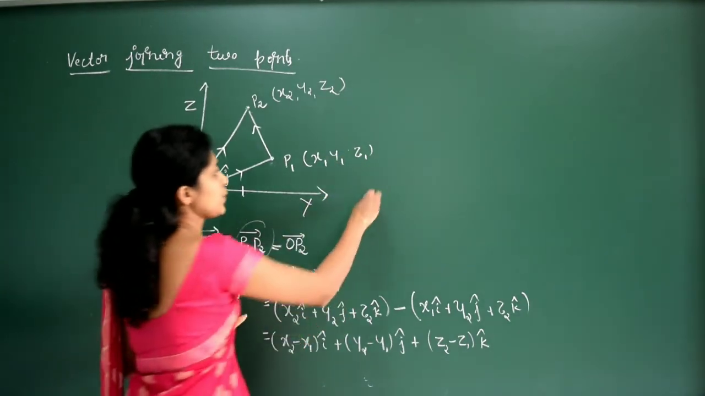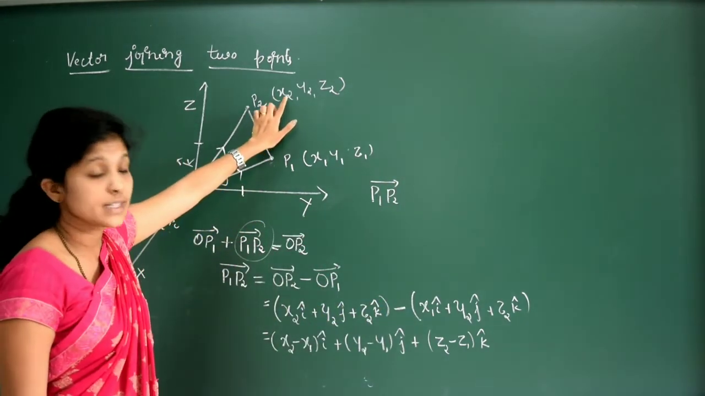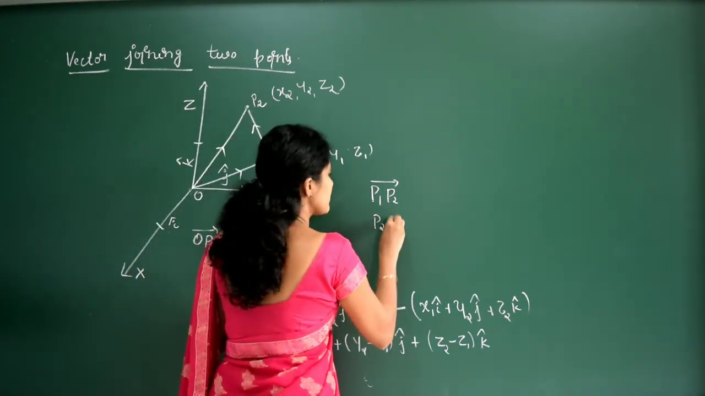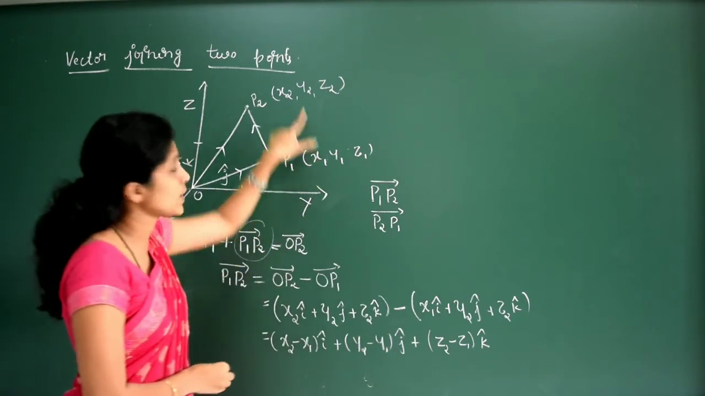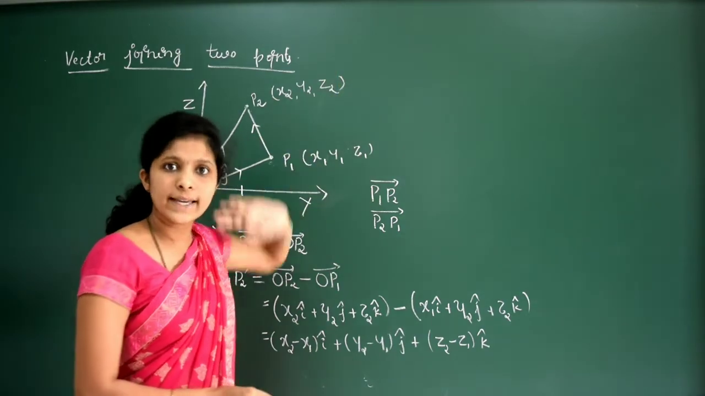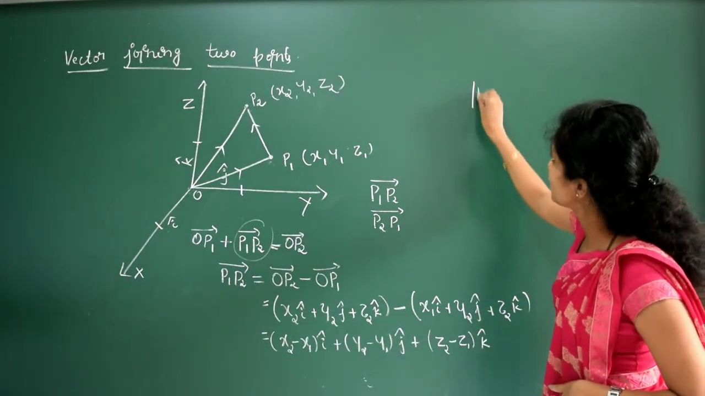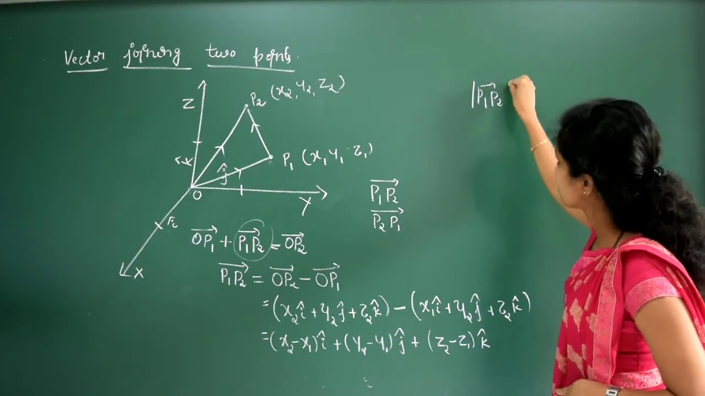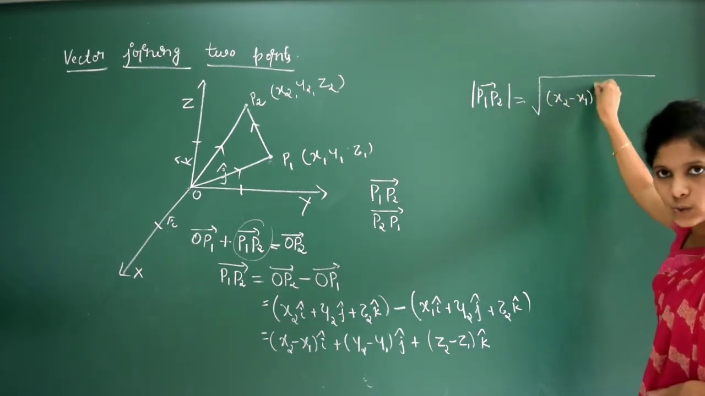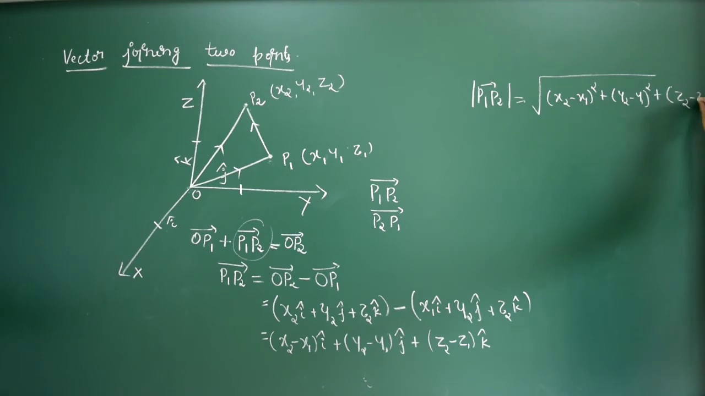That is the P1P2 vector. Remember, P1P2 vector will be equal to x2 minus x1, y2 minus y1, z2 minus z1. If I want to find P2P1, then it will be x1 minus x2 i cap plus y1 minus y2 j cap plus z1 minus z2 k cap. So this is about the vector joining two points. Then obviously the magnitude of the P1P2 vector is equal to the square root of x2 minus x1 whole square plus y2 minus y1 whole square plus z2 minus z1 whole square.